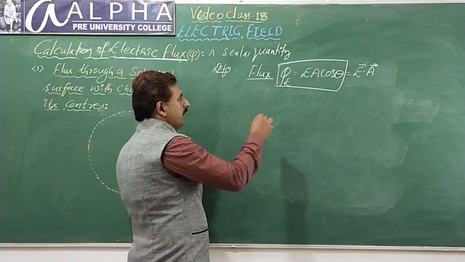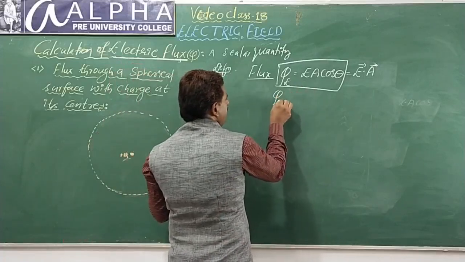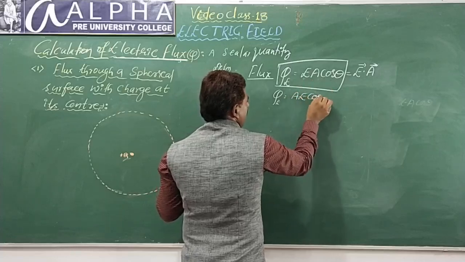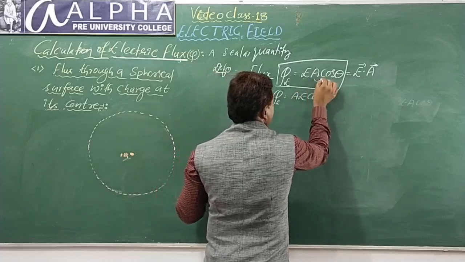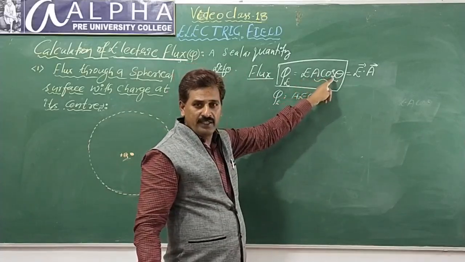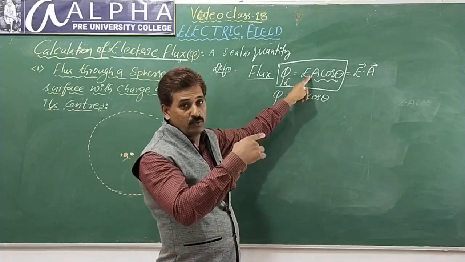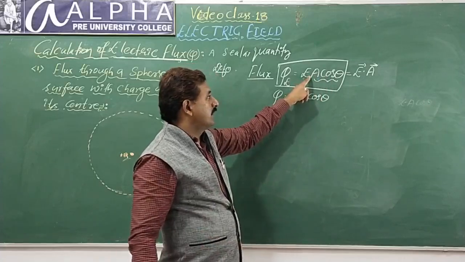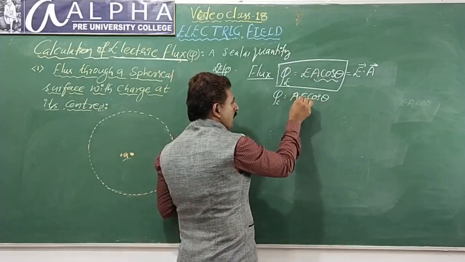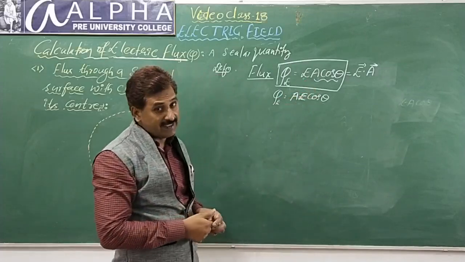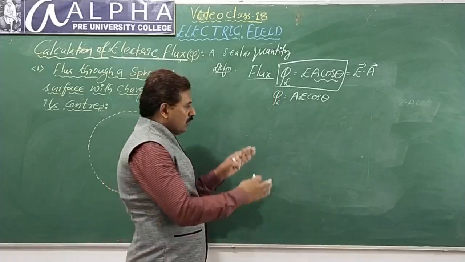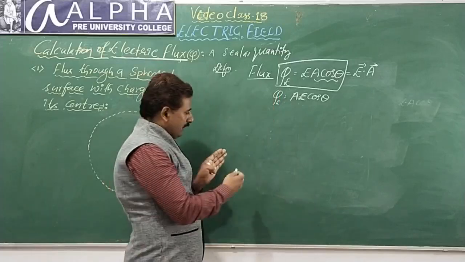One more thing you can remember, phi E is also written EA cos theta, AE cos theta. So E into A cos theta is the product of electric field into the component of area in the direction of the field. Yesterday I explained this to you; watch video 17. Or you can write it as the product of area into the component of field in the direction of area. This is very important.